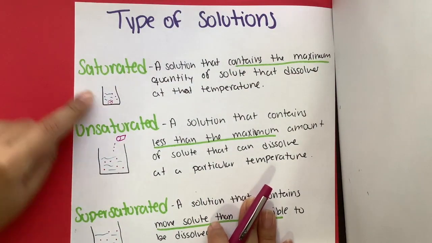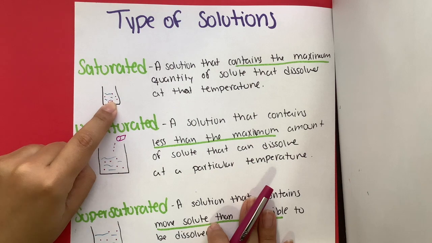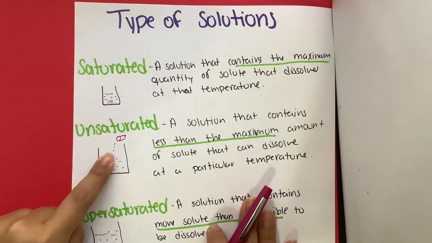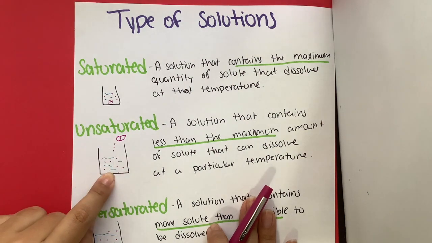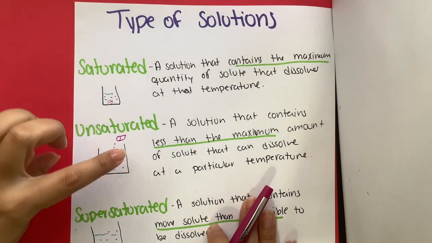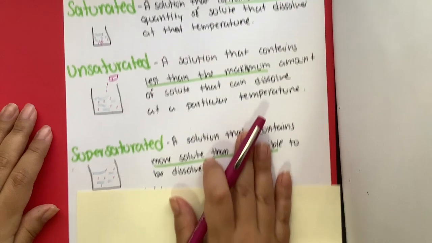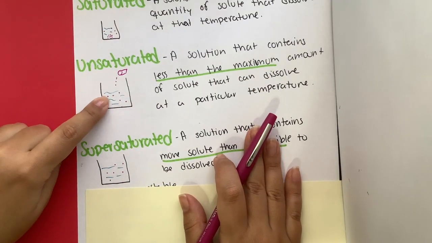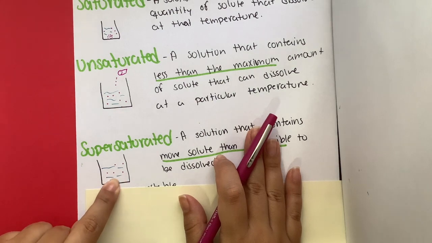Remember that a saturated solution is going to have some crystals in the bottom that cannot be dissolved. Unsaturated, it doesn't have any crystals in the bottom. But if I add more crystals, those crystals are going to be dissolved. A supersaturated solution, it looks the same as an unsaturated solution. There's no crystallization in the bottom.